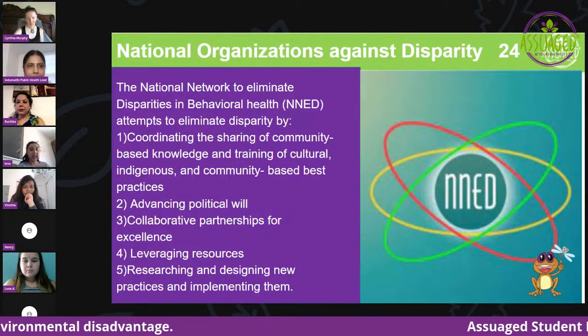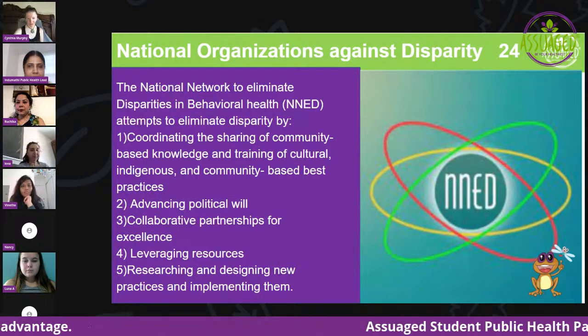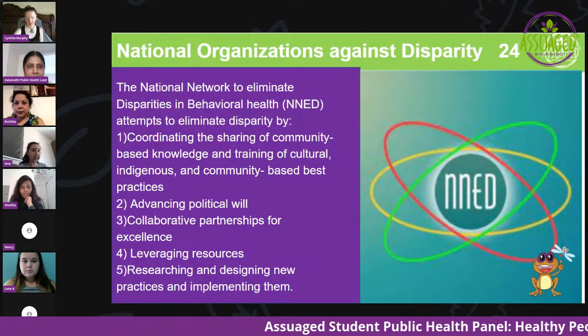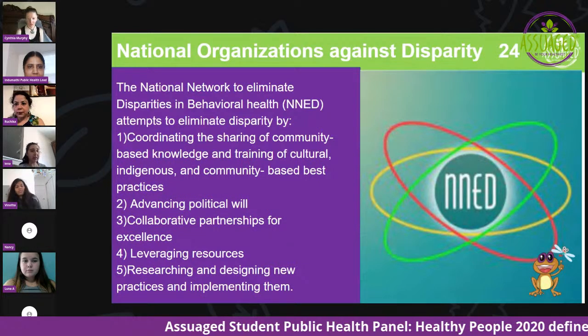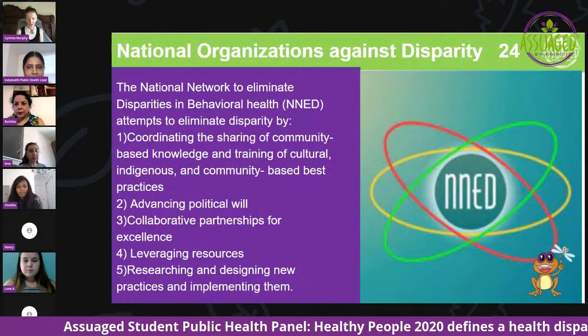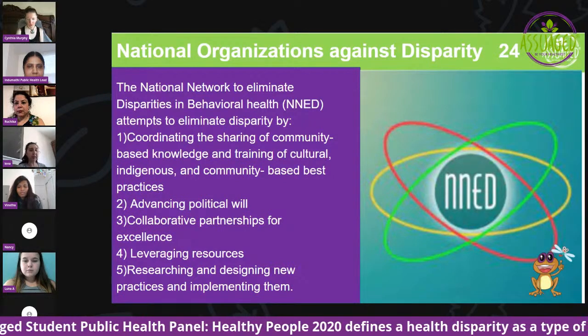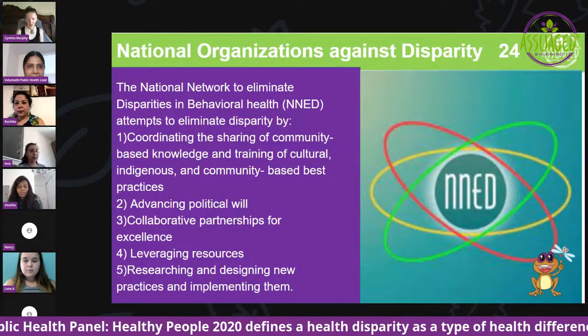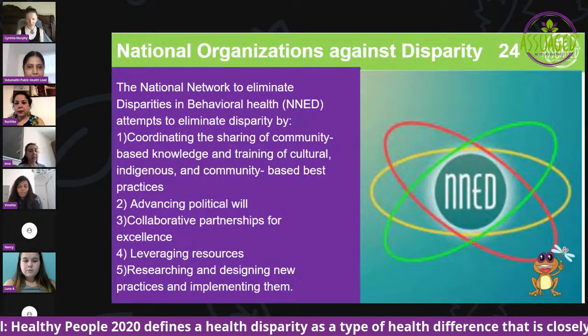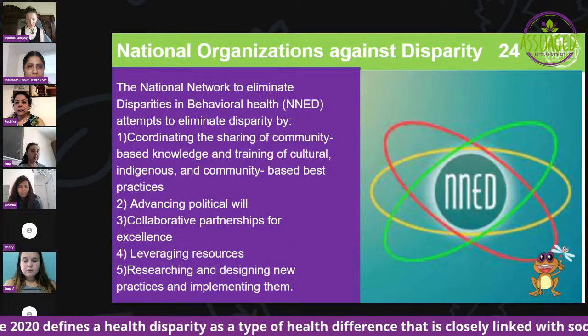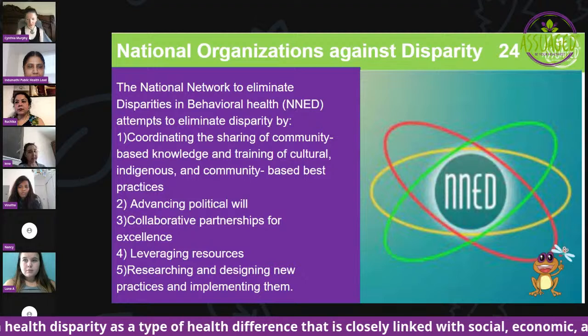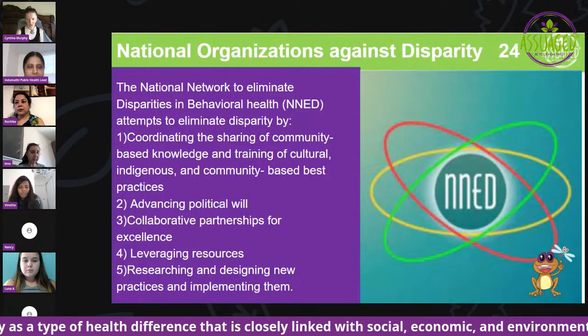The National Organizations Against Disparity also attempt to eliminate disparities by coordinating community efforts and knowledge and training of cultural practices. They advance political will and they strive for partnerships for excellence. They leverage their resources and they focus on research and designing new practices and implementing them.